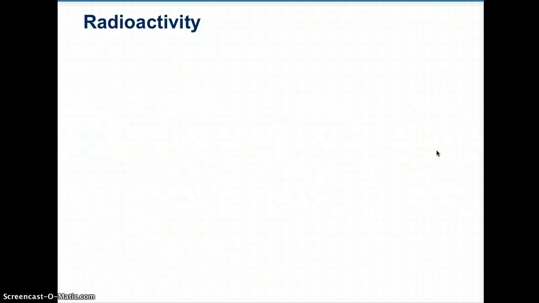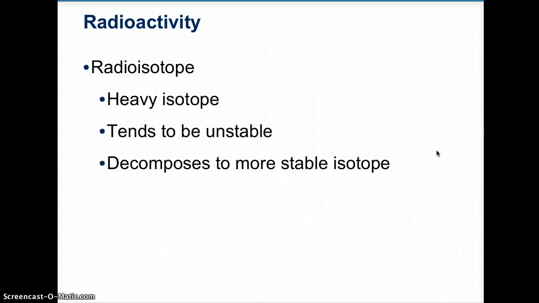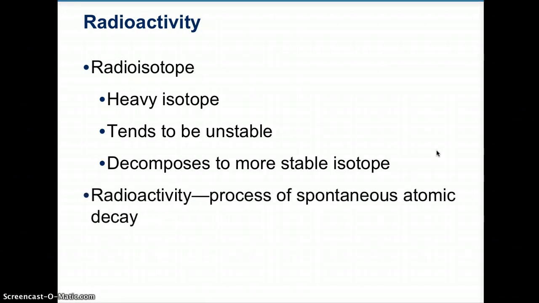So we're going to discuss radioactivity. A radioactive isotope, a radioisotope, is an isotope that exhibits radioactive behavior. They're heavy, tend to be unstable, and they tend to want to decompose to a more stable isotope. Radioactivity is the process of spontaneous decay seen in some of the heavier isotopes during which particles or energy is emitted from the atomic nucleus, which results in the atom becoming more stable.